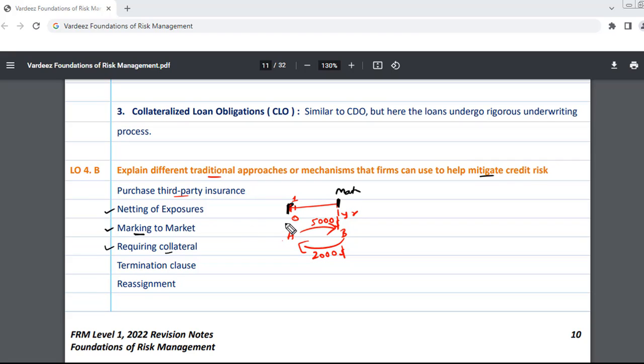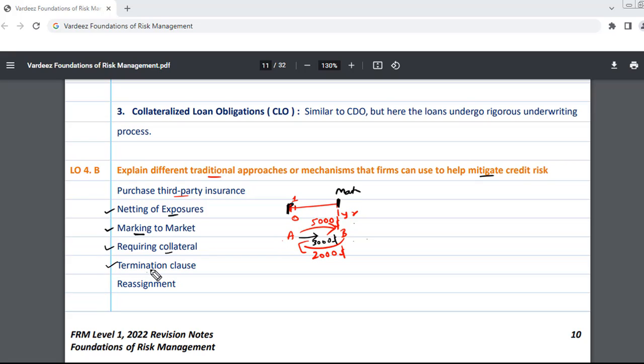Now, what do we mean by netting of exposures? Netting of exposure basically means if this has to give 5K and this has to give 2K, it makes sense that A simply can transfer $3,000 to B. This is referred to as netting of exposure. Rather than giving 5,000 and then receiving 2,000, it's better to give only 3,000.